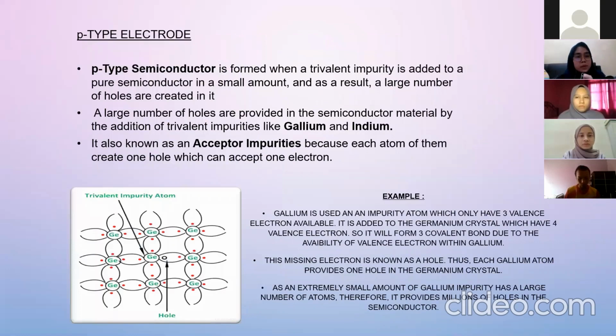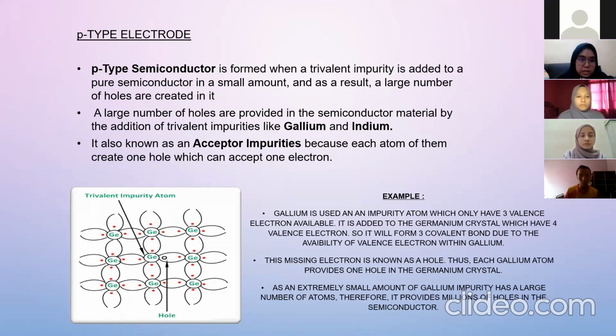This is for the P-type electrode. P-type semiconductor is formed when a trivalent impurity is added to the pure semiconductor in a small amount, and as a result, a large number of holes are created in it. A large number of holes are provided in the semiconductor material by the addition of trivalent impurities such as gallium and indium. It is also known as the acceptor impurity because each of them creates one hole which can accept one electron.